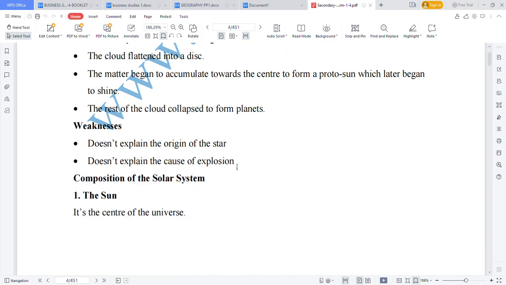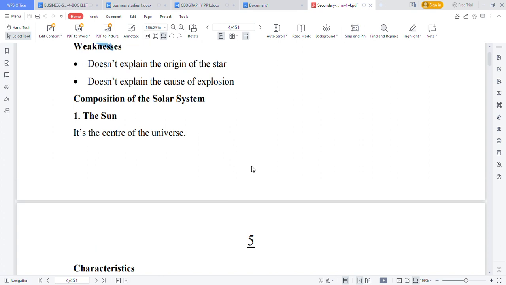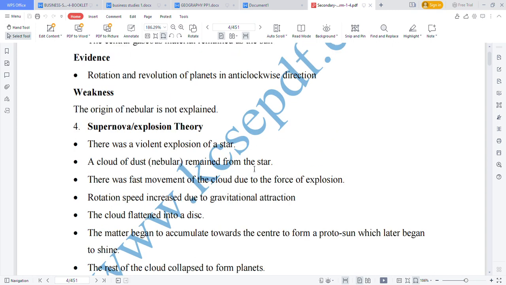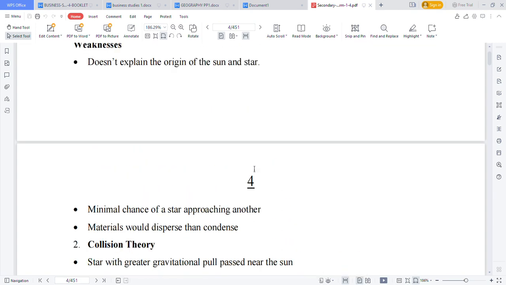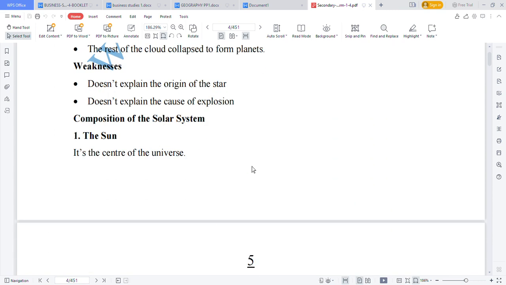Weaknesses of this particular theory are: it does not explain the origin of the star, and it does not explain the cause of the explosion. So those are the theories of the solar system. In the exam, you can be told to explain theories for the formation of the solar system. There are four. We have talked about explosion theory, also called supernova, nebula cloud theory, collision theory, and passing star theory.